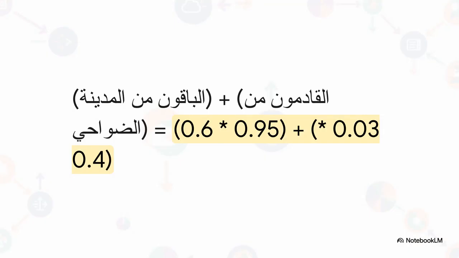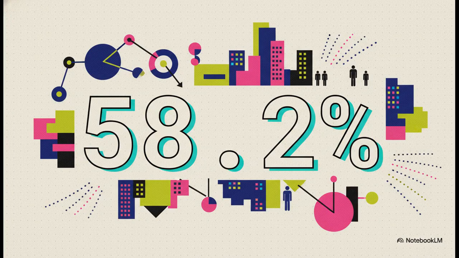First, we'll calculate the new percentage of people in the city, and then we'll do the same for the suburbs. For the city, we figure out who's staying, that's 95% of the original 60%, and we add the people who are moving in from the suburbs, which is 3% of the original 40%. When you add those up, you get 0.582. This means we predict that 58.2% of the population will be living in the city in 2015.